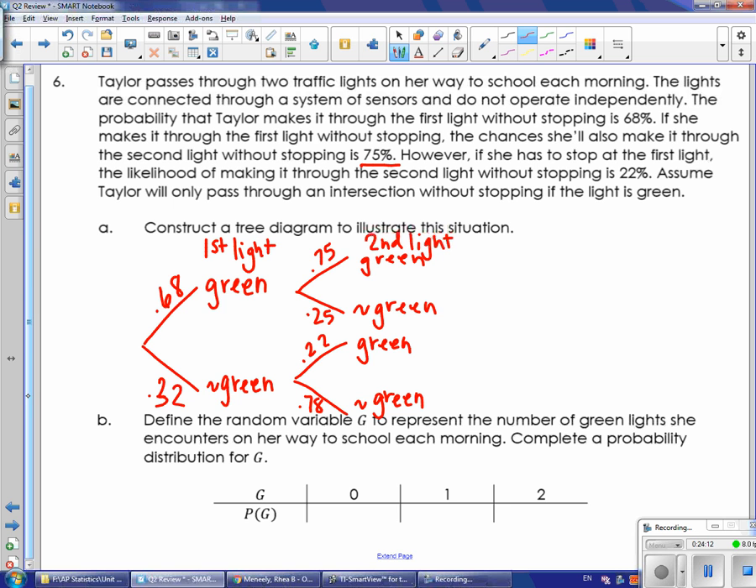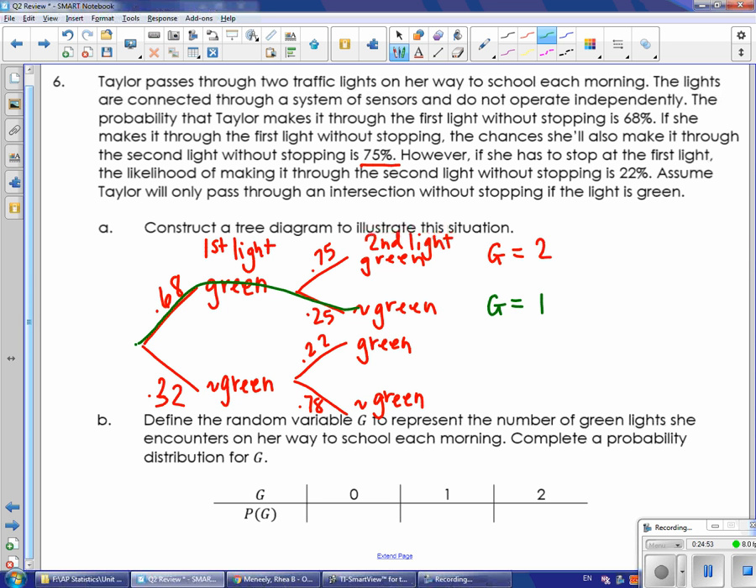In letter B, it says that you're defining the random variable G to represent the number of green lights she encounters on her way to school each morning. And you're asked to complete a probability distribution for G. So what I'm going to do on my tree diagram is list the outcome in terms of the random variable G. If G counts the number of green lights, for this first path, where she gets a green light and then another green light, G is 2. The second path, let me do this in a different color, is green and then not green. That means the number of green lights she had was only 1.